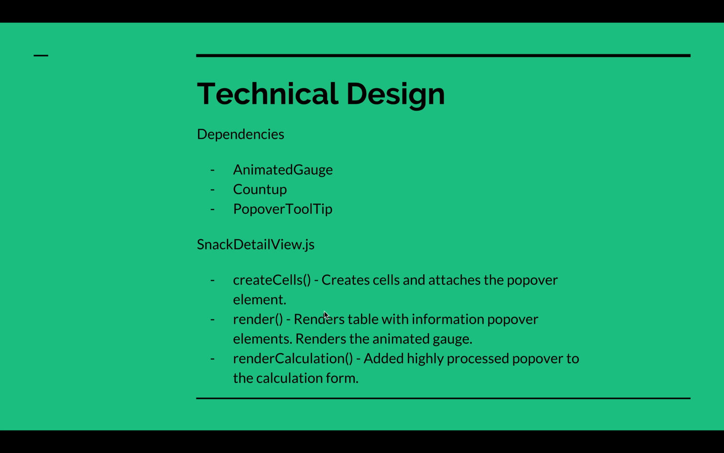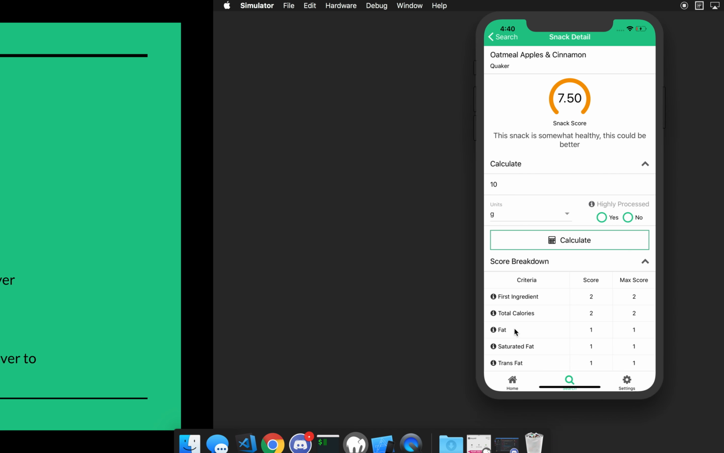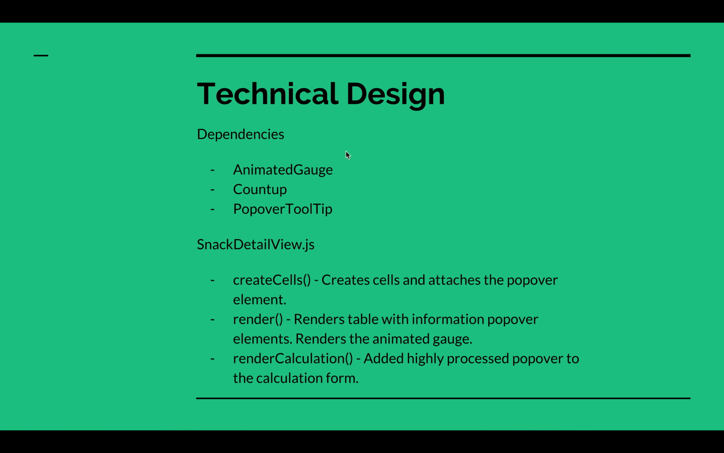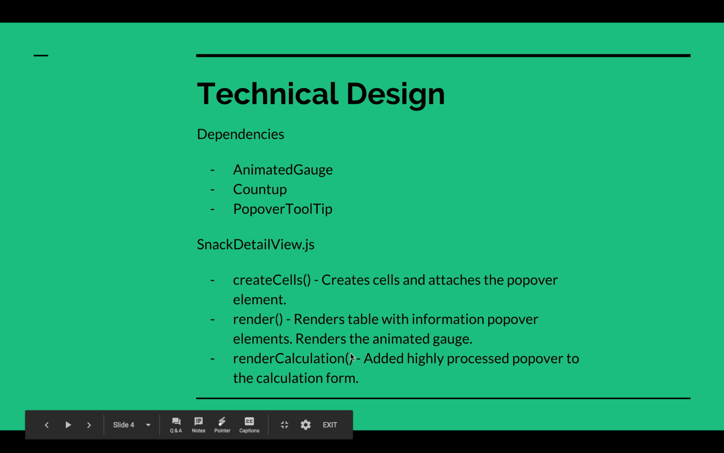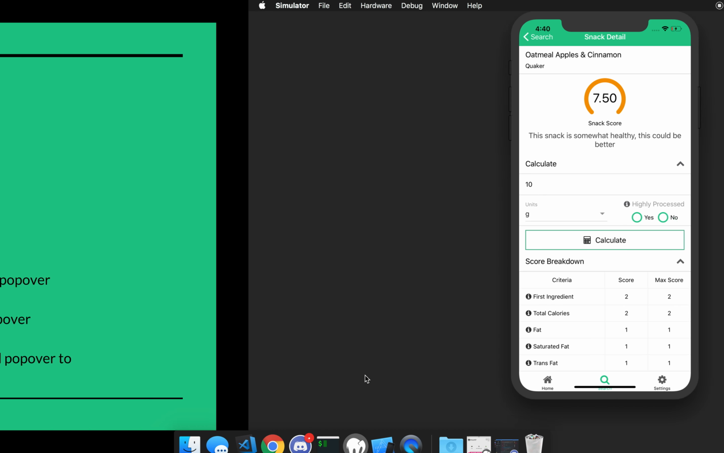In the render, we are rendering that table, and it has that information of the popover elements, and we also render the animated gauge there too. Finally, in the render calculation, that's where we added the highly processed popover to the calculation form. That's over here.